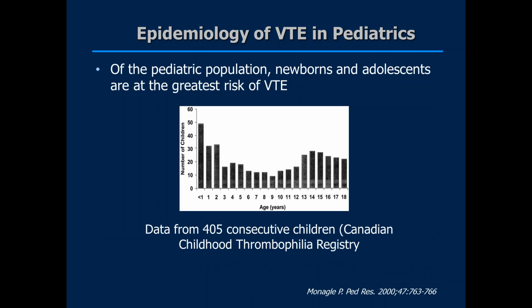If we take the entire pediatric population, that is that entire group of, say, less than 20 years of age that I showed on the original slide, it appears that newborns and adolescents are at the greatest risk of developing venous thromboembolism. That bimodal distribution of venous thromboembolic risk is nicely shown with the data from the Canadian Childhood Thrombophilia Registry.